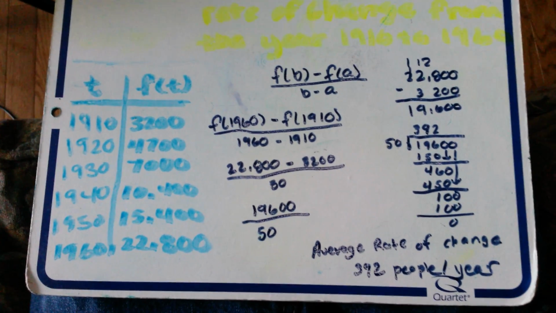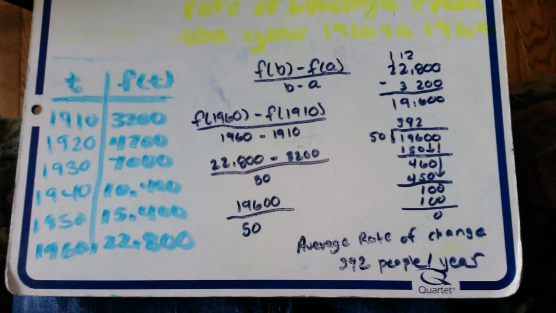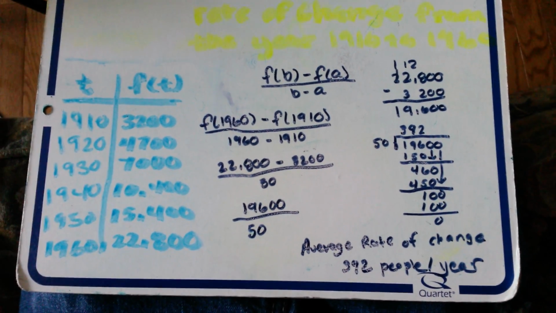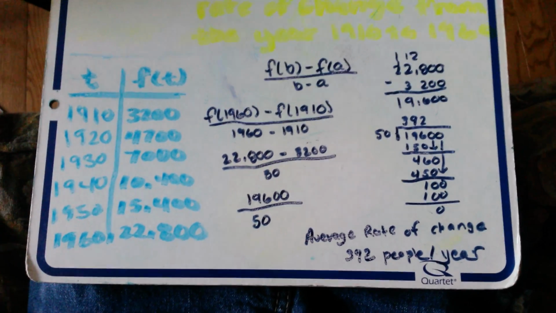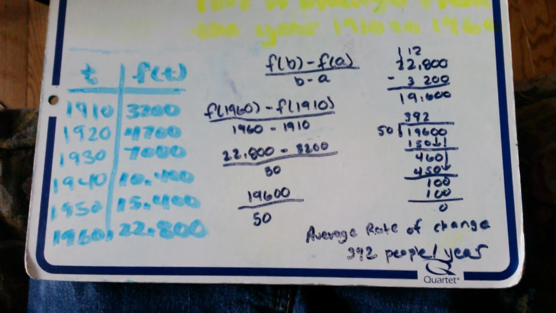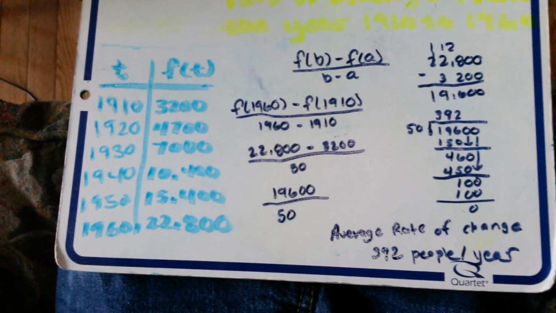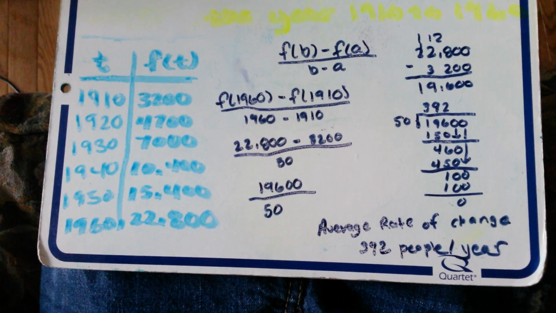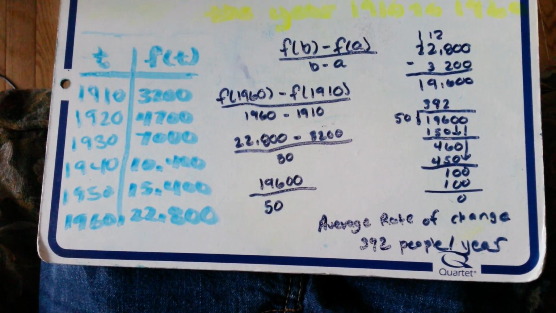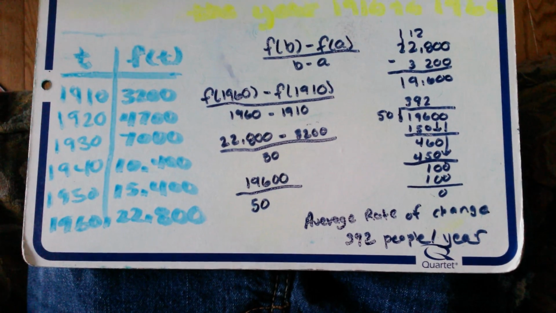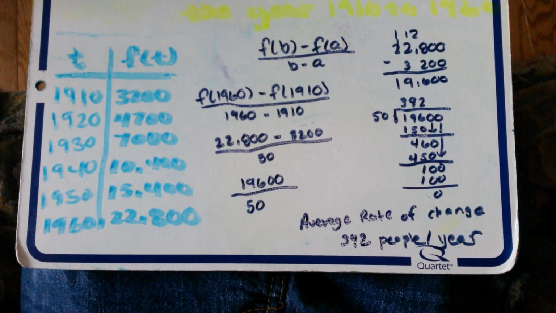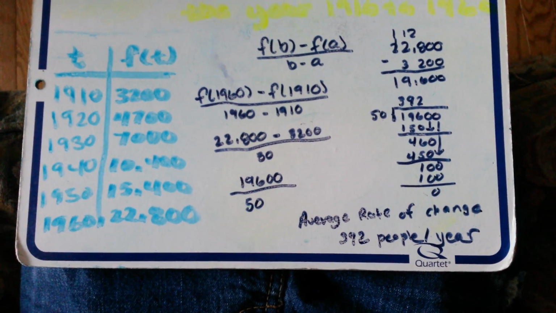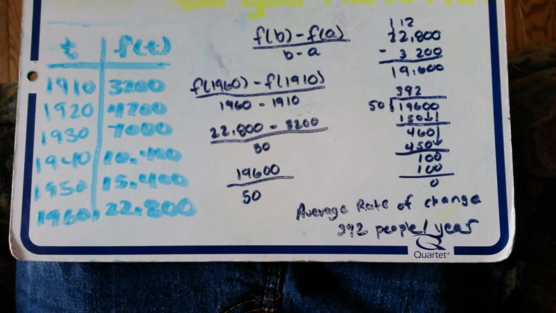Okay, we're going to look at a graph. Well, no, first we're going to look at our formula to do average rate of change. It's going to be f of b minus f of a over b minus a. B is going to be the second one, a is going to be the first one. So we look over here at our graph, we got to find 1960 and 1910. You see those two? Just memorize them. Now we got our formula. It's going to be f of 1960 minus f of 1910 over 1960 minus 1910, since 1960 is b and 1910 is a.